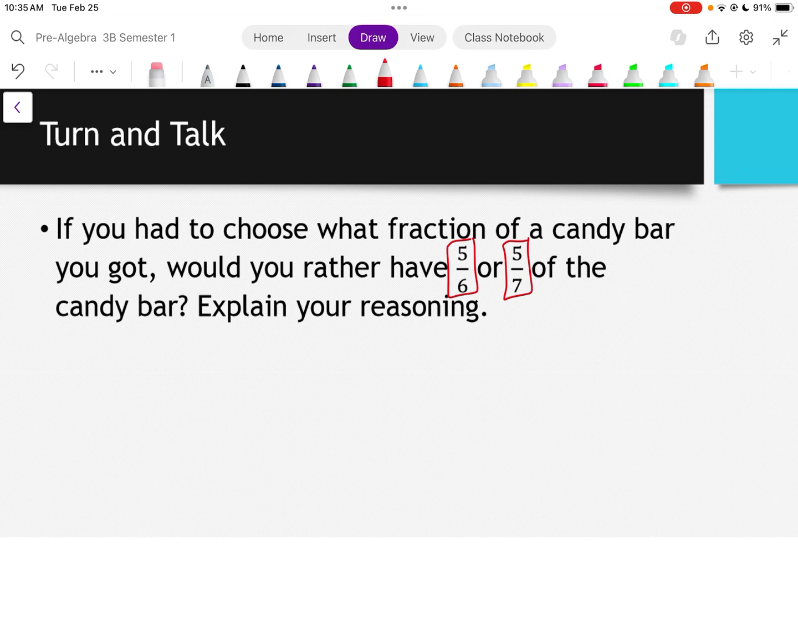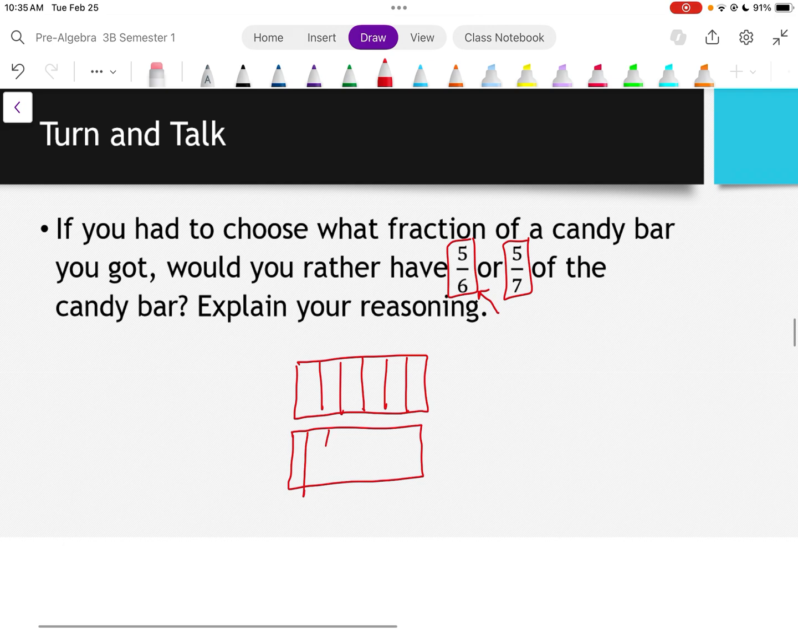So now that you've had a moment to think about that, I'm going to go over my reasoning. For this, I would rather have 5 out of 6, because if we have 2 candy bars that are the same size, and I split one into 6 pieces and one into 7 pieces, and then I took 5 parts of each of these, 1, 2, 3, 4, 5, 1, 2, 3, 4, 5.